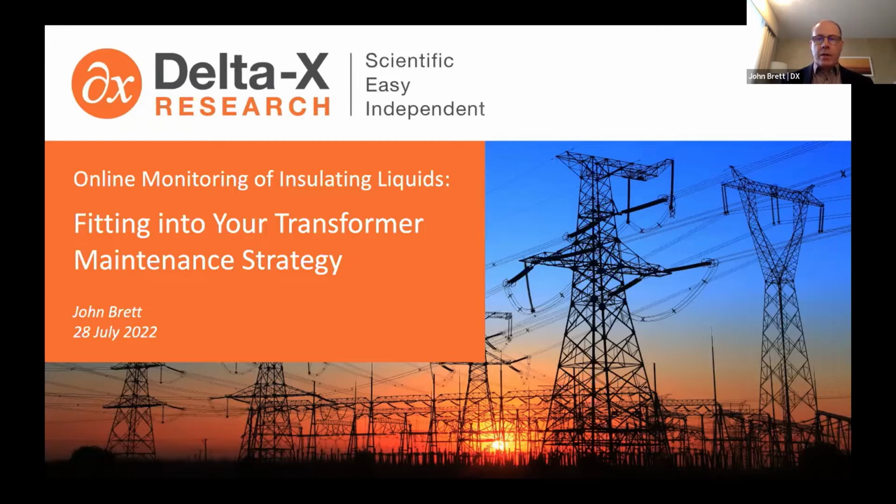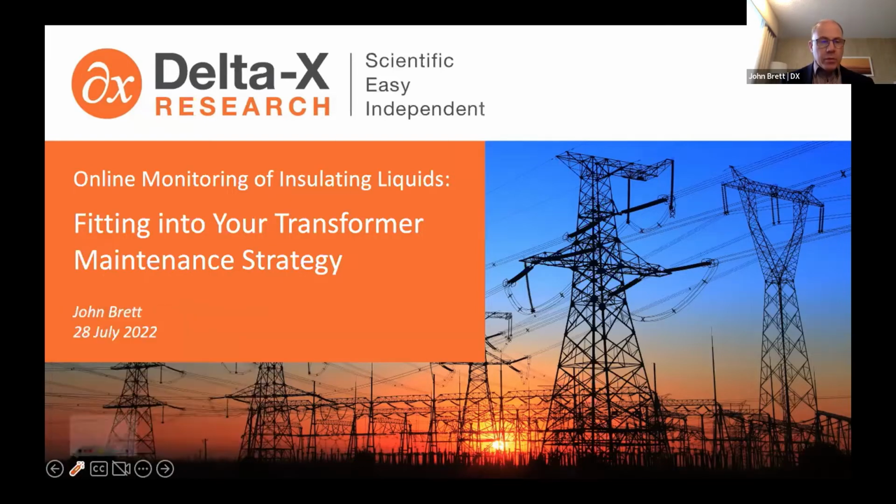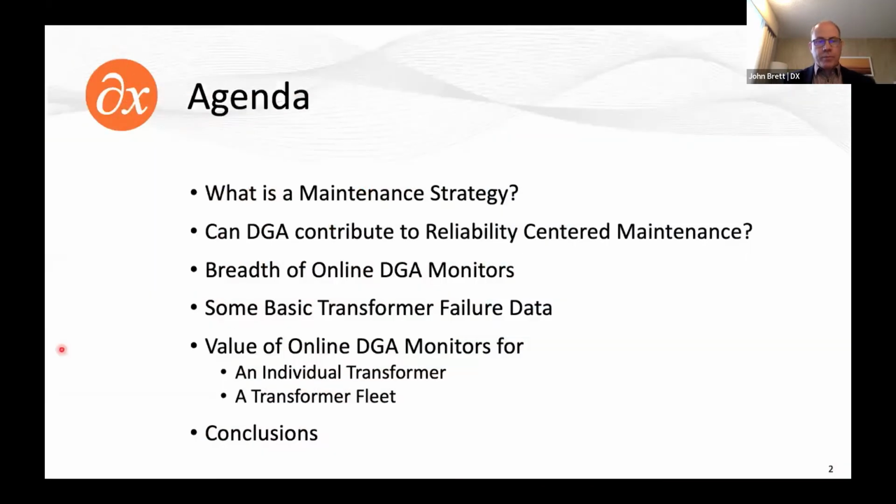And in that context, let me just get my pointer ready. Pointer, and I can move.